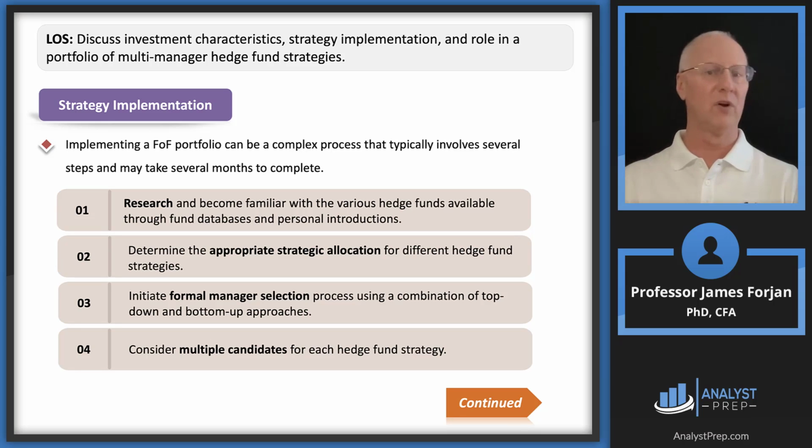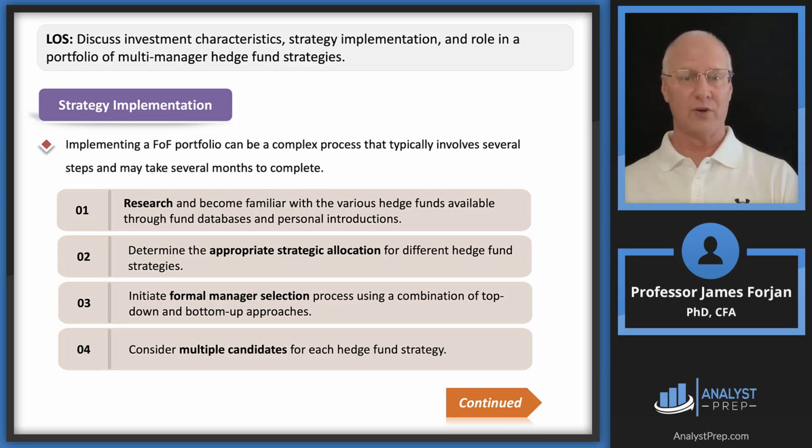So we have to do lots of research, appropriate strategic allocation. And so the Harry Markowitz model may not provide us with the beginning. It might not even provide us with any possibility. So we're going to have to come up with our own strategic asset allocation model. A formal manager selection, of course.